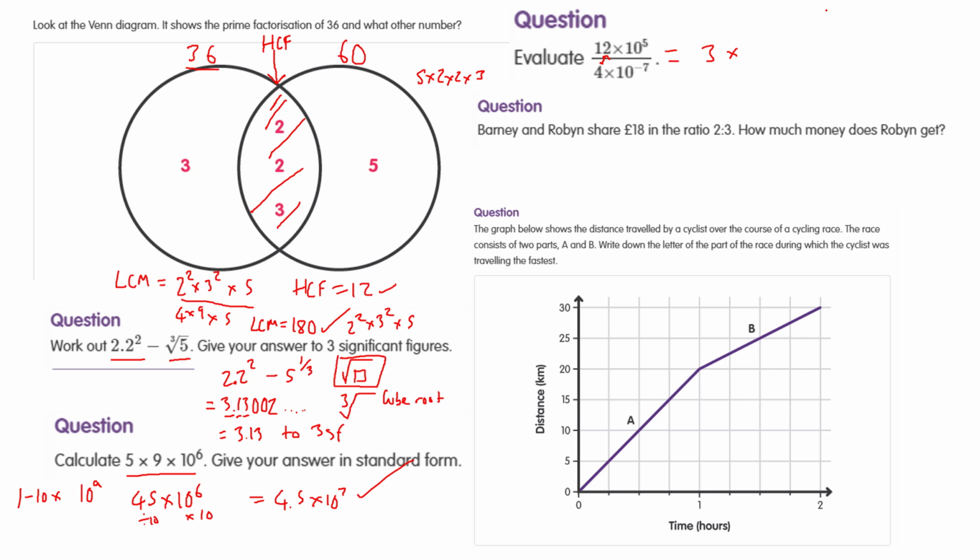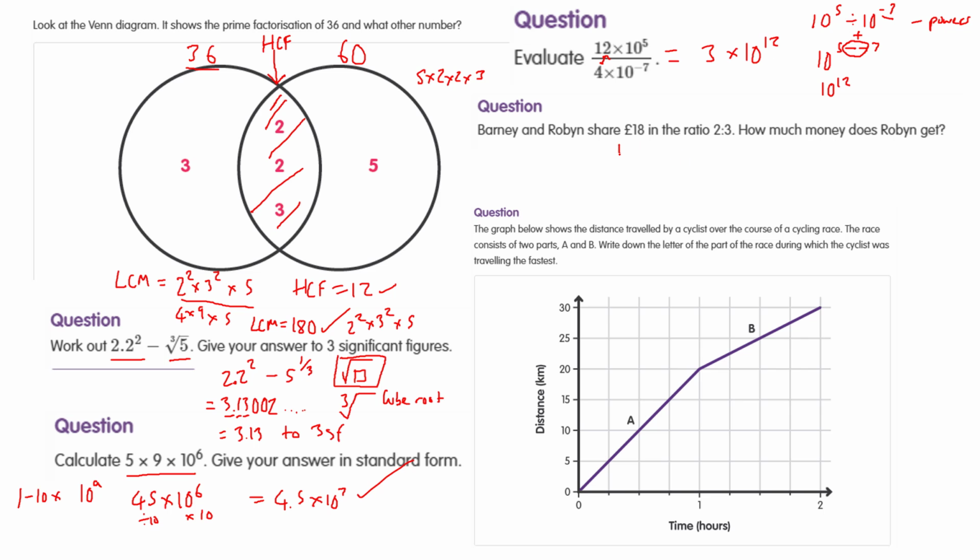Now, when you divide powers, let's do this one in turn. What do you do? You minus the powers, correct? You minus the powers. So that's going to become 10 to the 5 minus 7, and I think that's what caught you all out. That becomes a plus because the minus is next to each other, so that's going to be 10 to the 12. So that's going to be 3 times 10 to the 12.